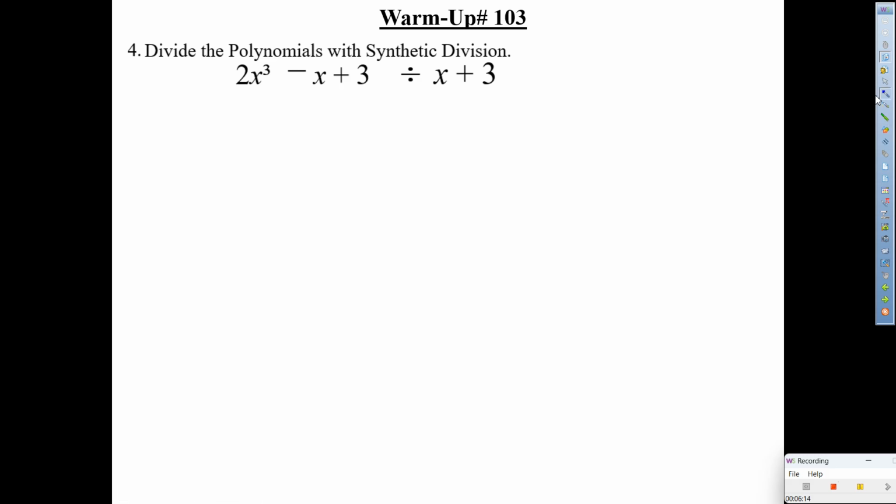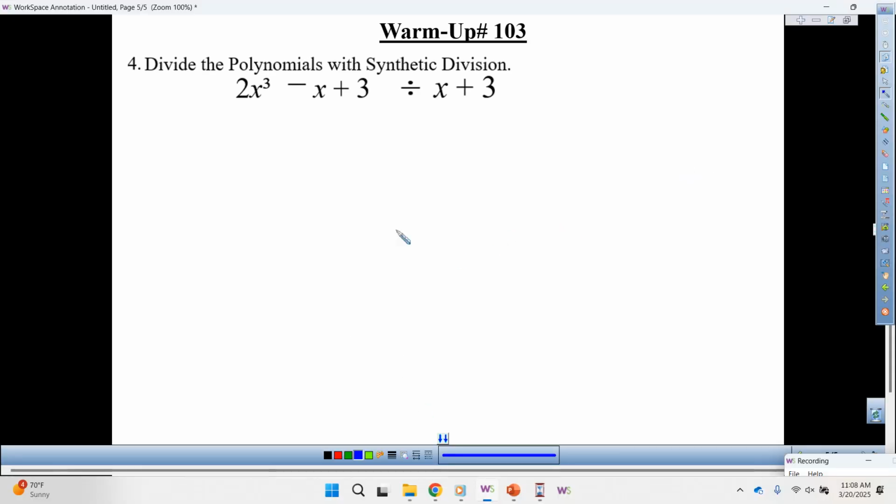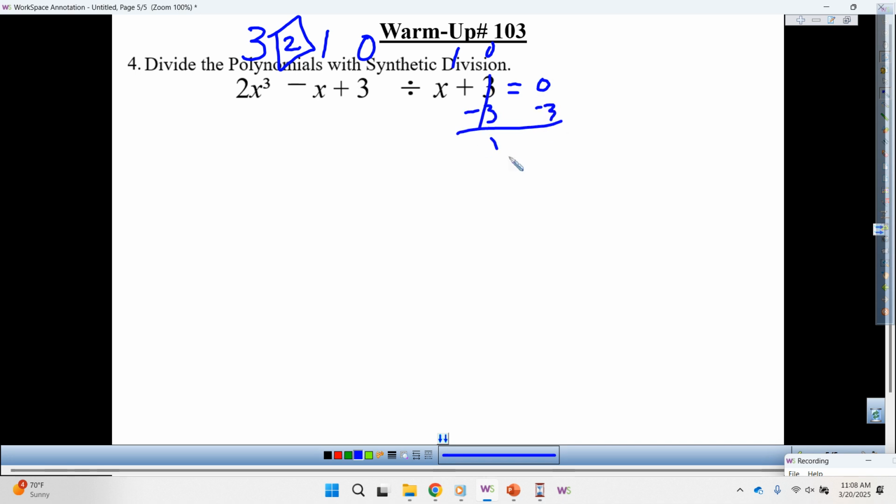It says synthetic division. Let's see, standard form. Third degree, first degree, 0 degree. We're missing the second degree. Set it equal to 0, divide by 3. X equals negative 3. My divisor is negative 3. All right. So my coefficient for the third degree is 2. For second degree is 0. For first degree is negative 1. For 0 degree is 3.